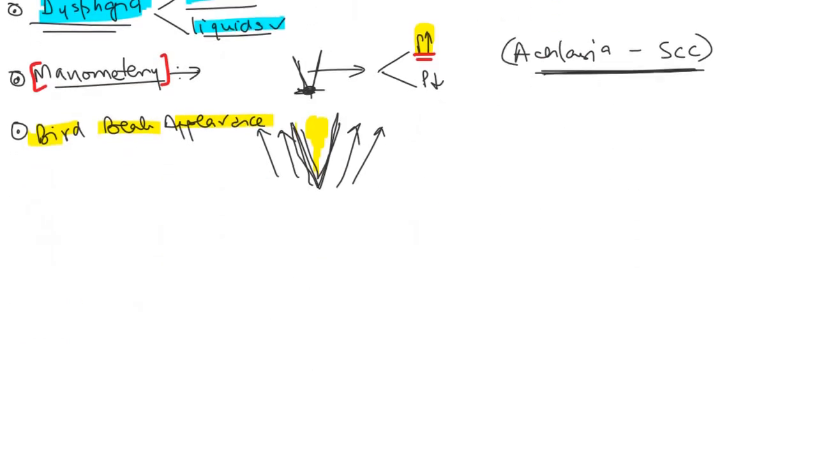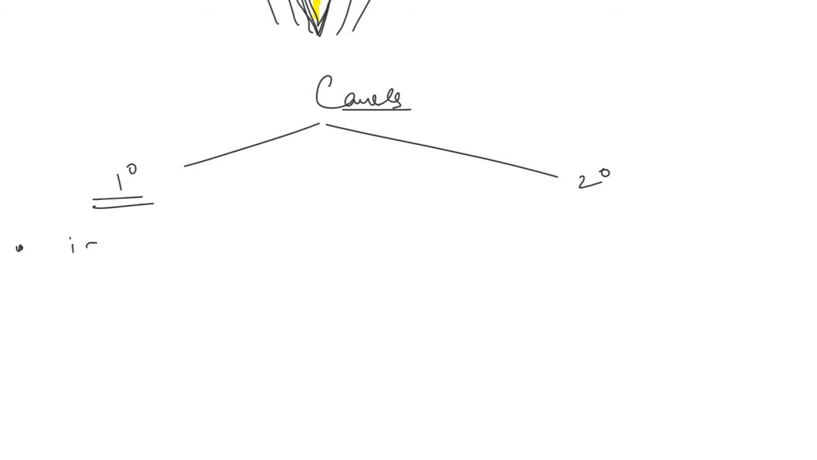Let's talk about the causes of achalasia, like why is there achalasia in the first place. If we talk about the causes, achalasia can be of two types. One is primary achalasia, in which the cause is not known, therefore we can say that it is idiopathic. And there is secondary achalasia, and in secondary achalasia we know the cause. Secondary achalasia is often caused by infection with a protozoa called Trypanosoma cruzi.